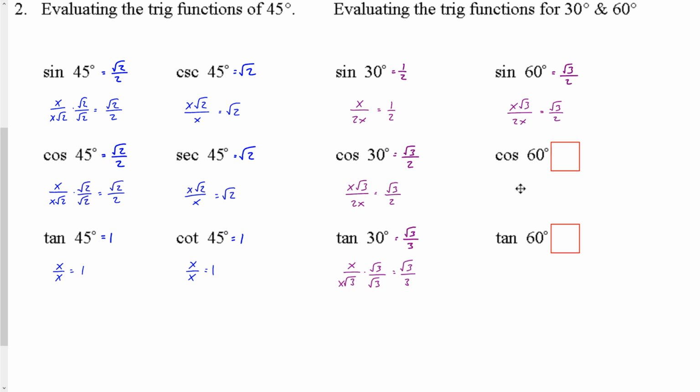The cosine of 60 means the short leg is the adjacent. The hypotenuse is still 2x. That would reduce to 1/2. And the tangent of 60, opposite is the longer leg, and adjacent is the short leg. So x square root of 3 over x would reduce to just the square root of 3.